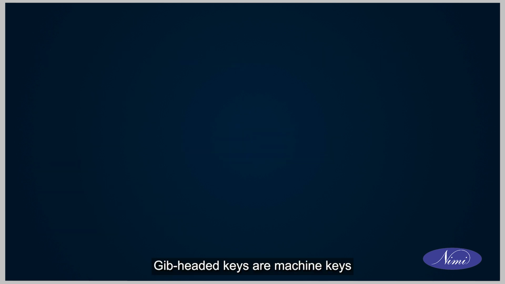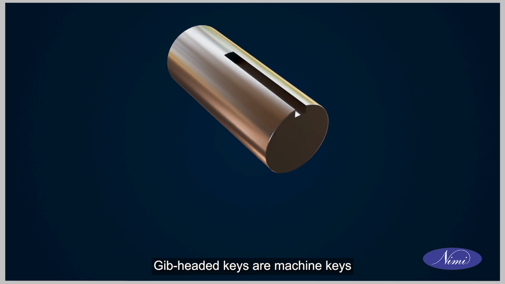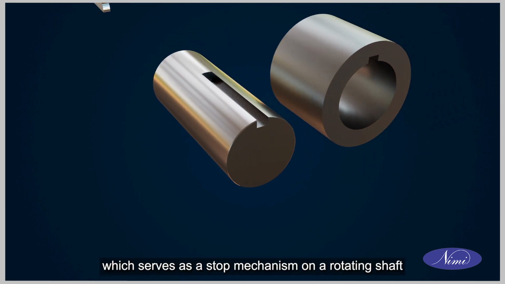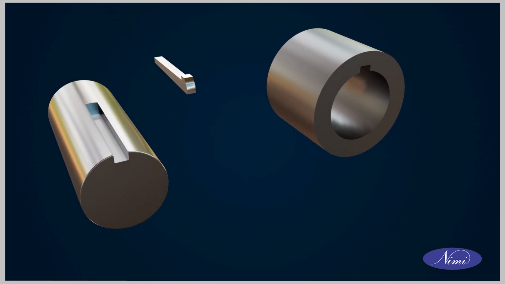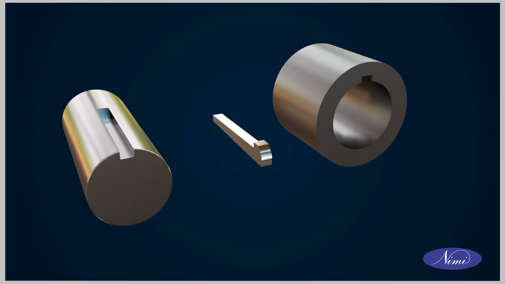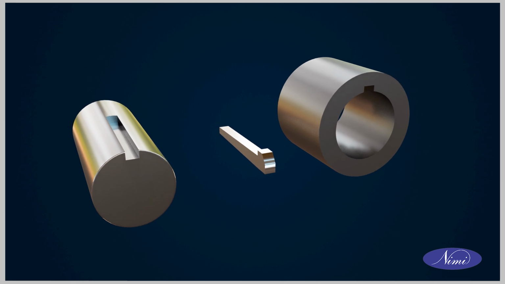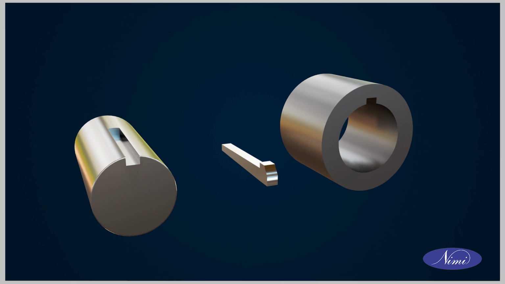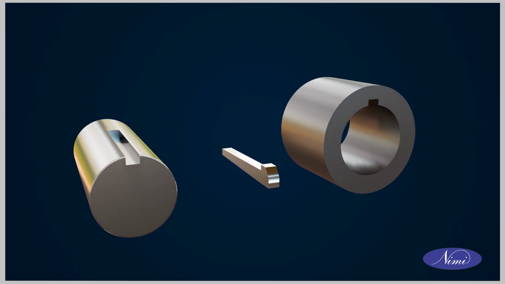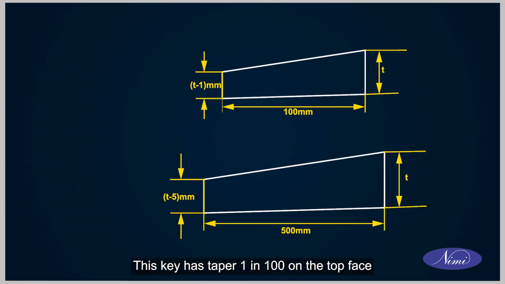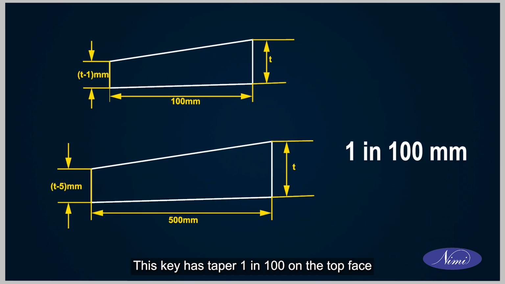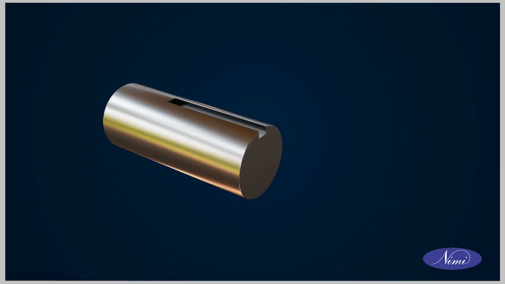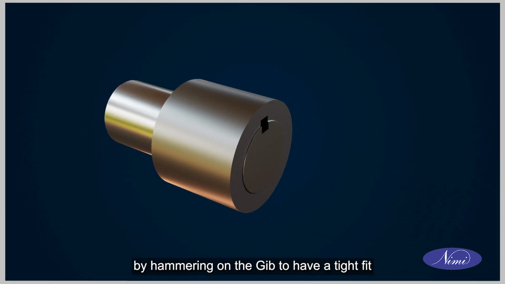Gib-headed key. Gib-headed keys are machine keys that have a projected end which serves as stop mechanism on a rotating shaft. This key has taper 1 in 100 on the top face. It is driven on the keyway by hammering on the gib to have a tight fit.